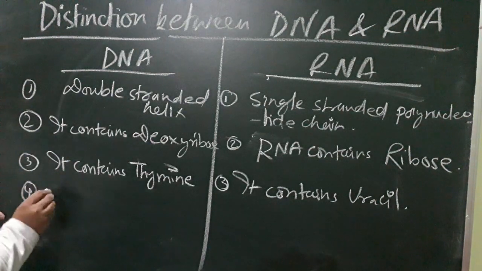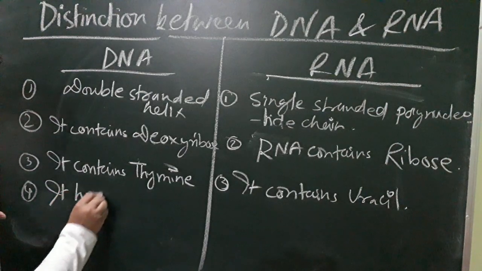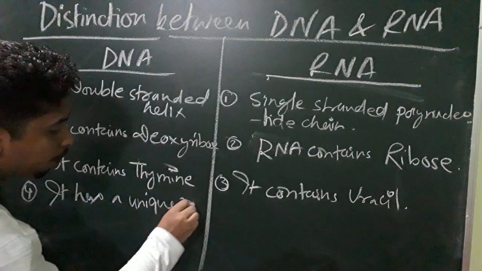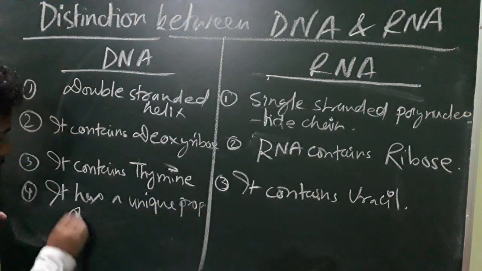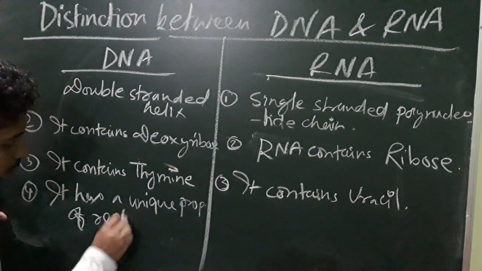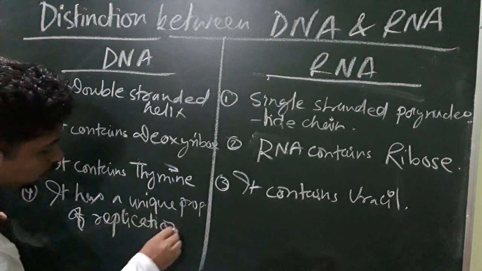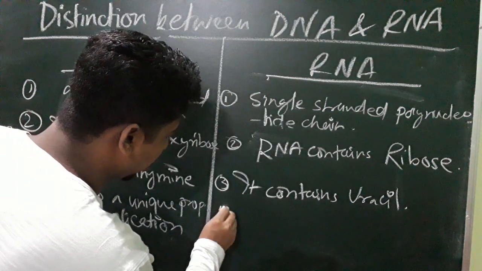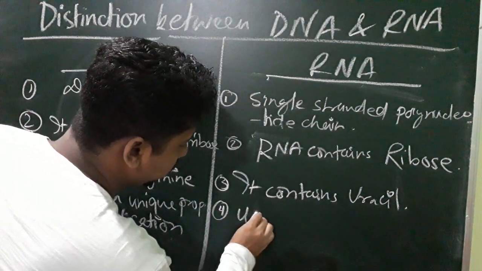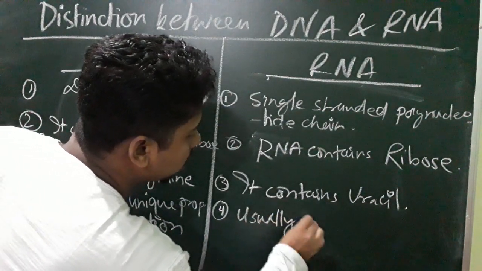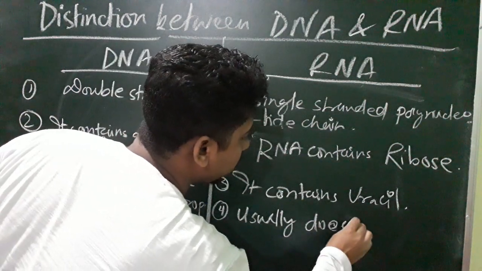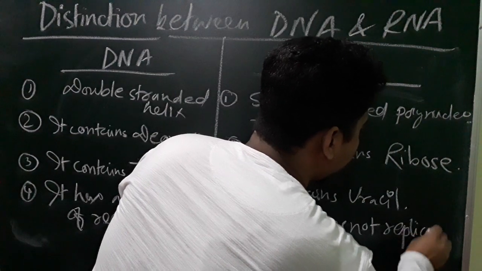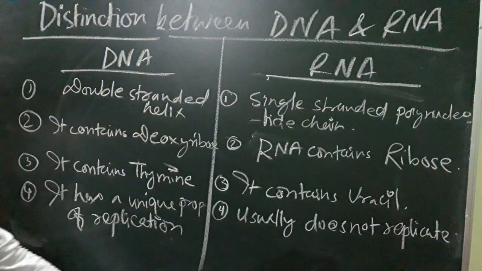Number four, DNA has a unique property of replication. These DNA molecules can replicate, but RNA usually does not replicate.